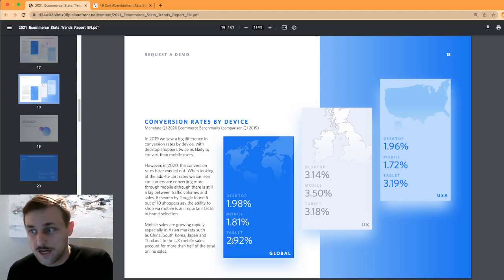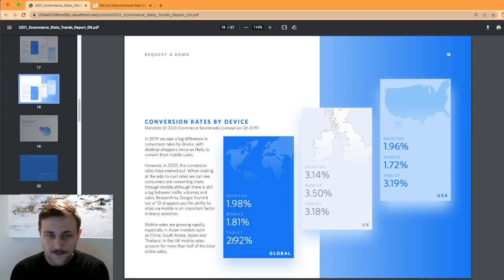On desktop, it's close. On mobile, with 1.8%, it's a bit lower. On tablet, it's much higher, 2.9%. So that's super interesting to note. Tablet doesn't have a lot of traffic compared to mobile and desktop, but these convert almost 50% more frequently than desktop and mobile. So that's very interesting.